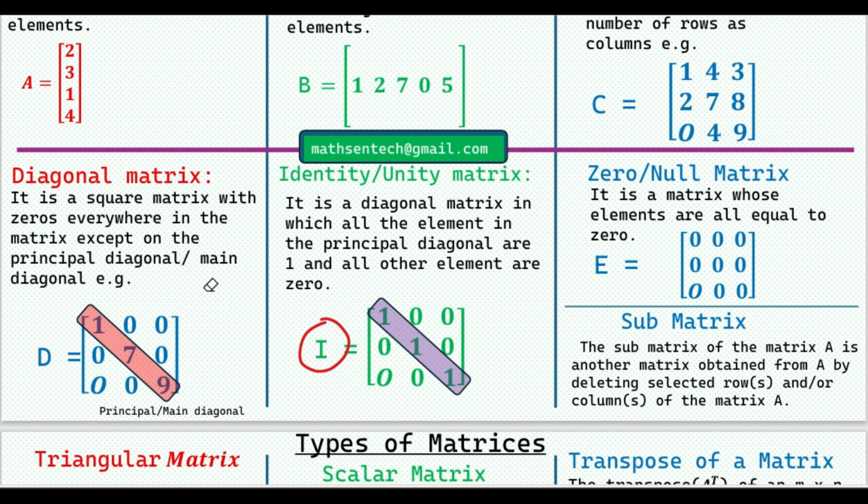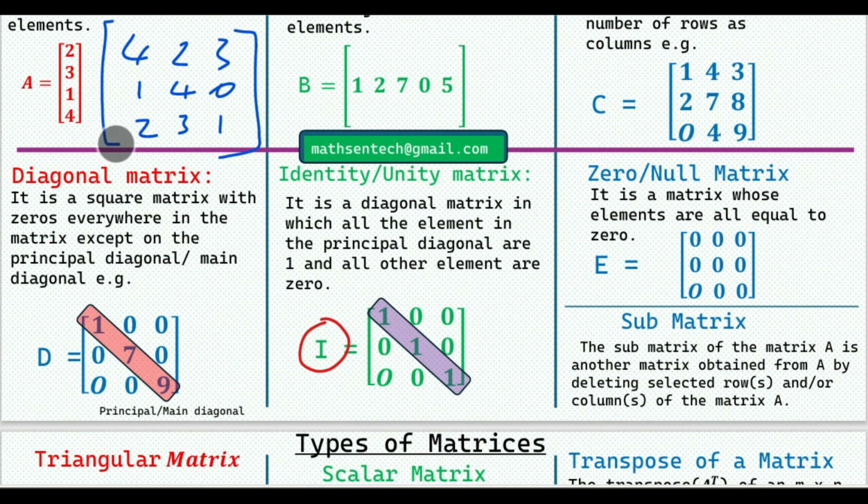The submatrix of a matrix A is another matrix obtained from A by deleting selected rows and/or columns of matrix A. So let's assume our matrix A, I'll just put it up here. Matrix A is 4, 2, 3, 1, 4, 0, and 2, 3, 1. So let's assume that this is matrix A.